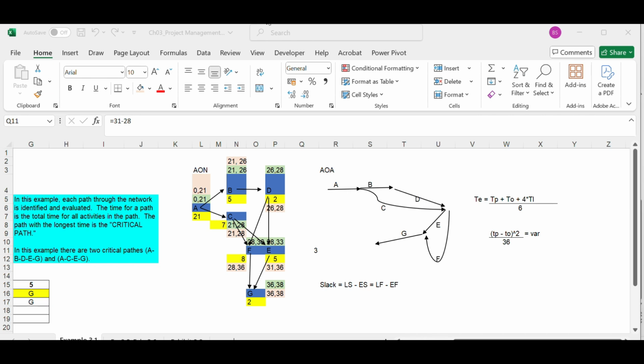CPM focuses on identifying the critical path, the longest sequence of tasks, and prioritizing them for resource allocation. PERT, on the other hand, handles projects with uncertainties by incorporating optimistic, most likely, and pessimistic time estimates for each activity. Now, PERT has a benefit over CPM because there is a value addition over PERT because we have a three time estimation. We have three time estimates.